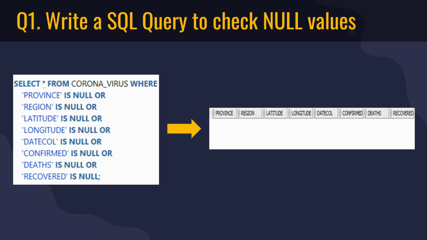First question. We started by identifying null values in our dataset to ensure data completeness. The query checks each column for null entries. The output shows that there are no missing values.